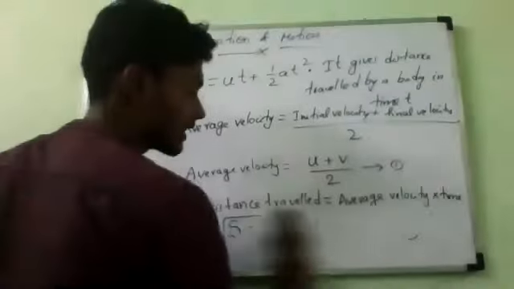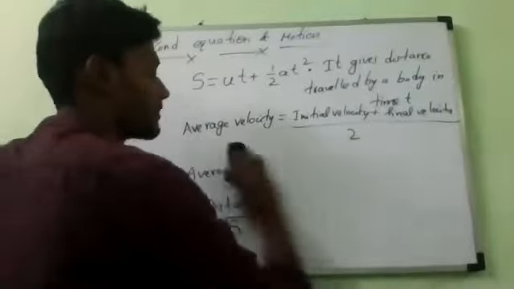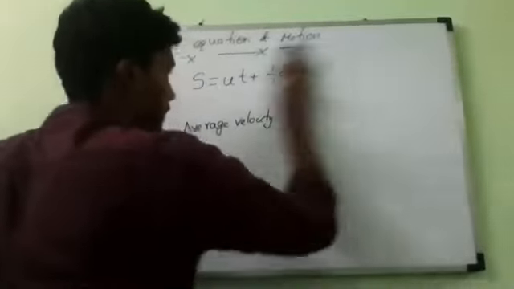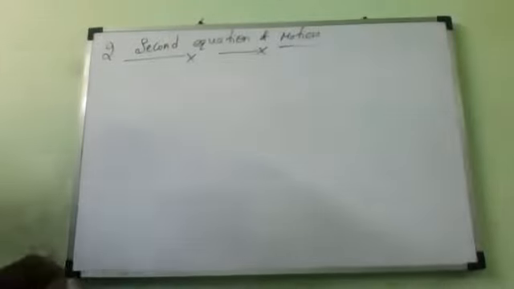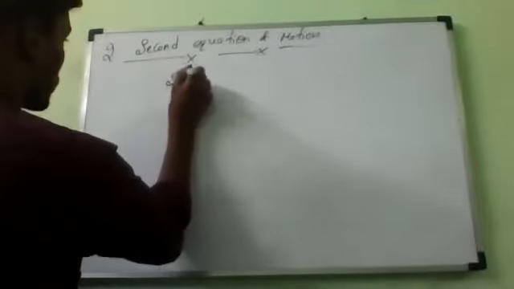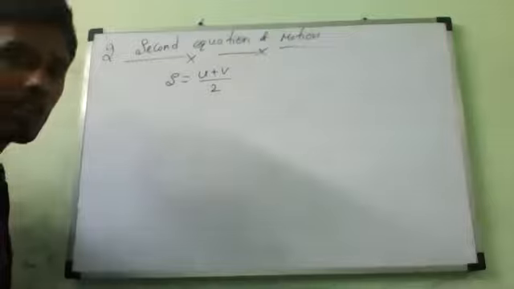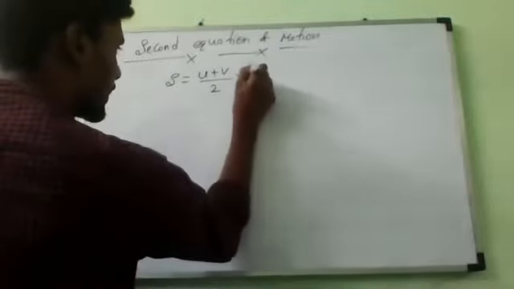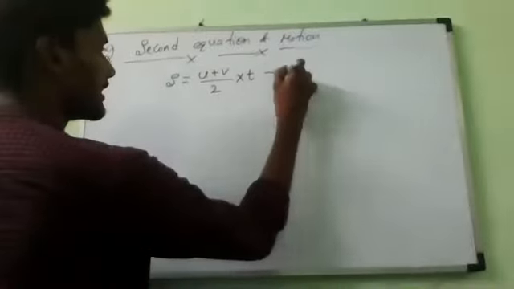Now, observe very carefully. This is my equation; the board is not sufficient, so I am rubbing it. What is equation number 2? Tell me. S equals U plus V by 2 into T. Average velocity into time. Laksha, minus or plus? Plus only, sir. This is equation number 2.